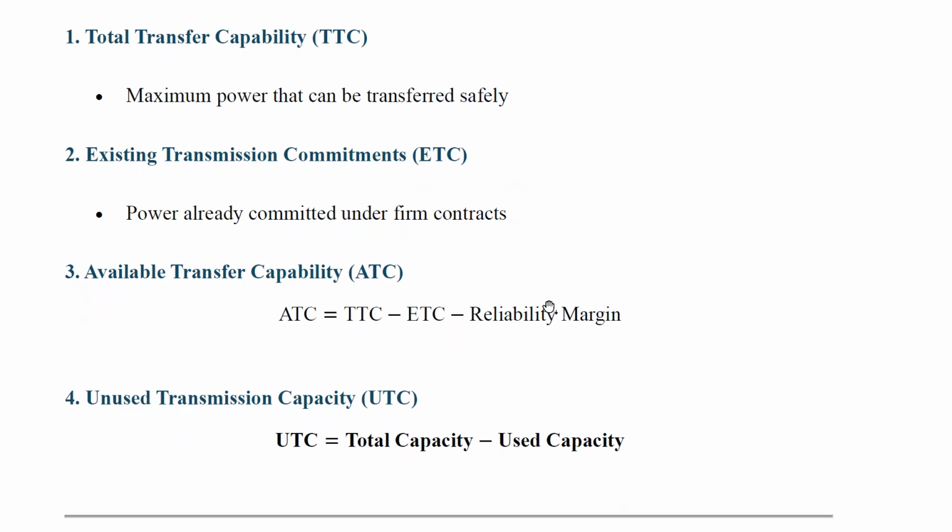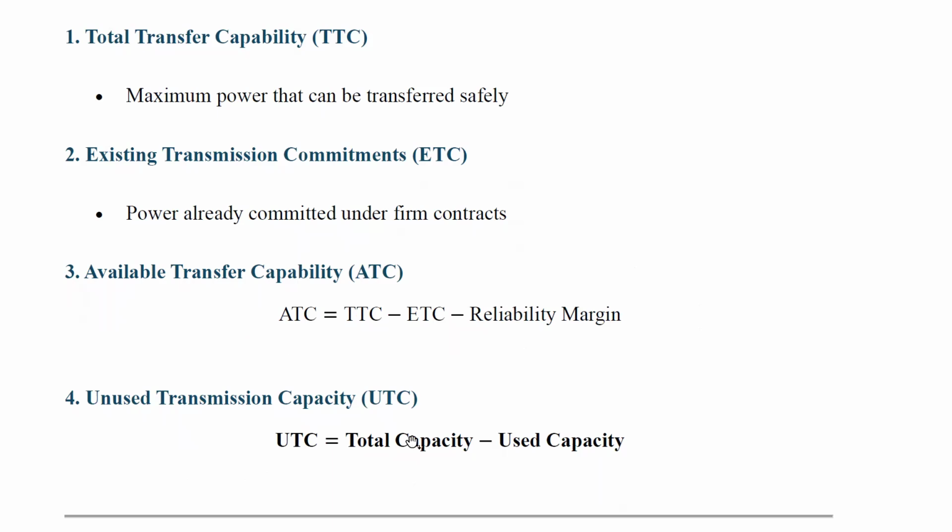Okay, reliability margin also you need to minus. So this is the formula for calculating ATC, available transfer capability. Next, now we are coming to unused transmission capacity, that means UTC. So what is UTC? UTC is nothing but total transmission capacity minus used transmission capacity.